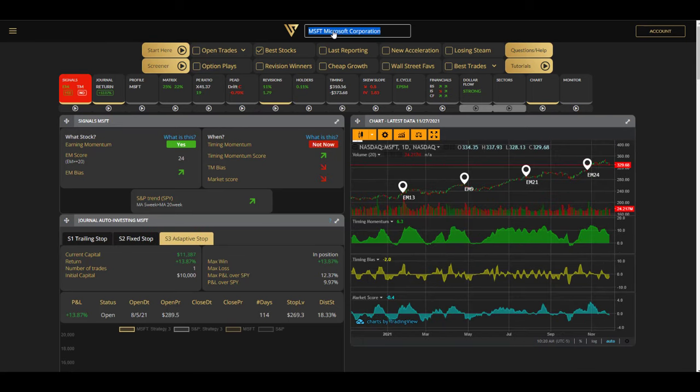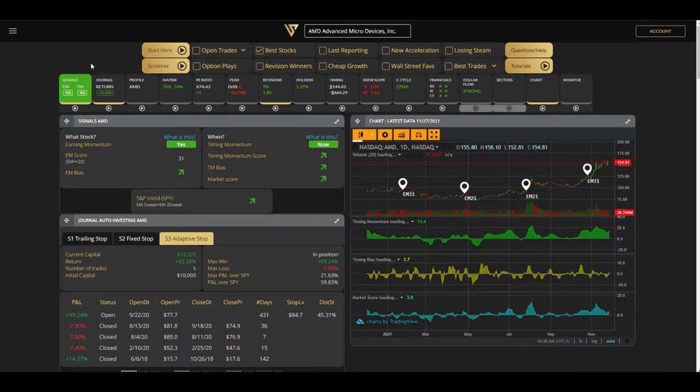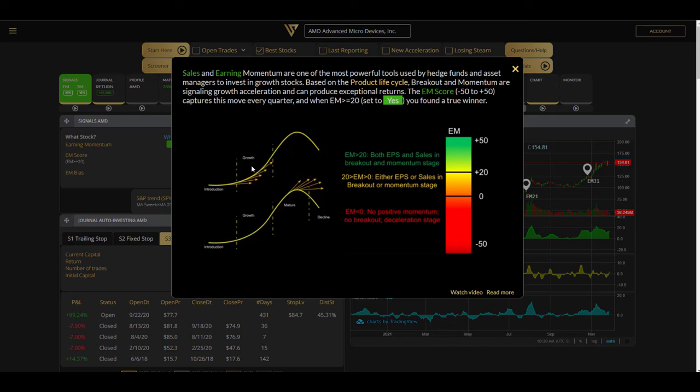Okay, let's get started. You just type a ticker in the top box, let's say AMD, and you get all the AMD data coming into all the widgets and the charts and so on. So first off, the first two widgets are the core of EPSMomentum. It's the model and the strategy. So the strategy is about earnings and sales momentum.